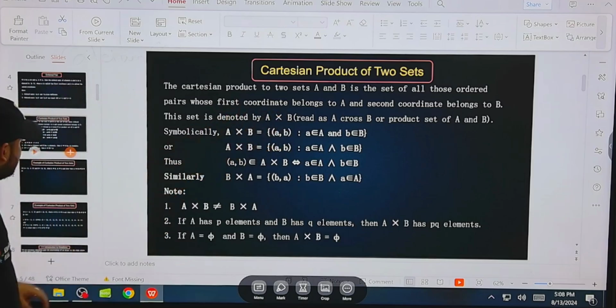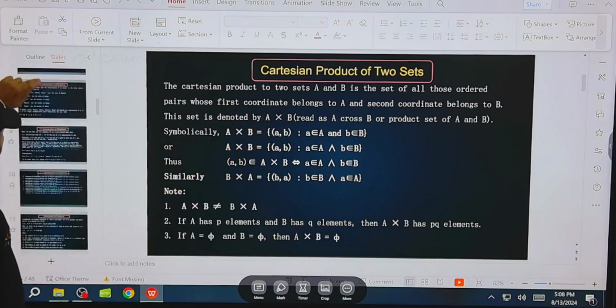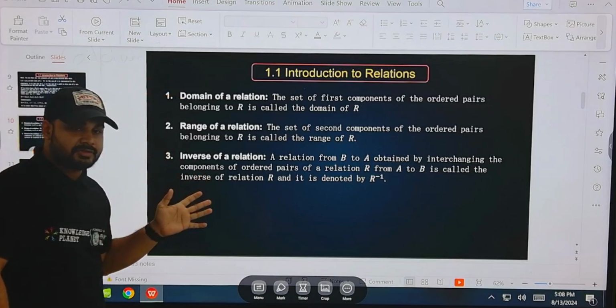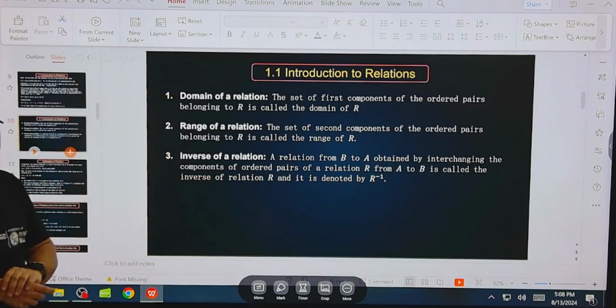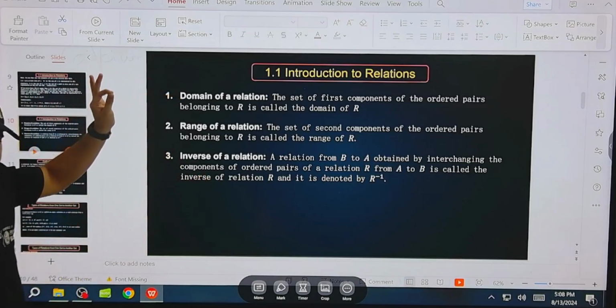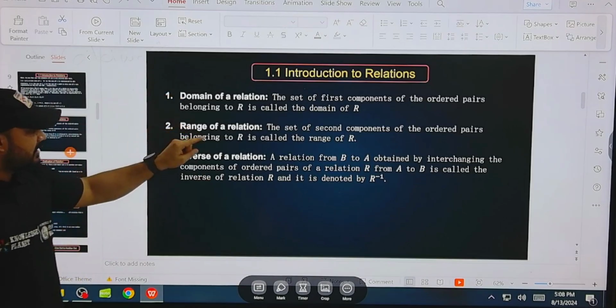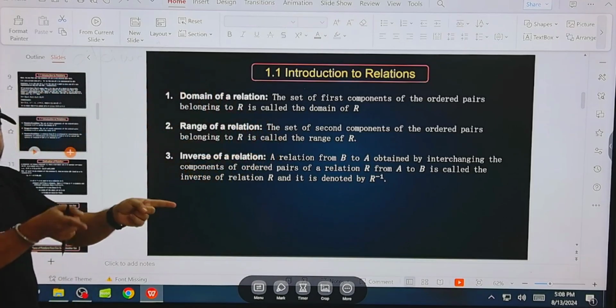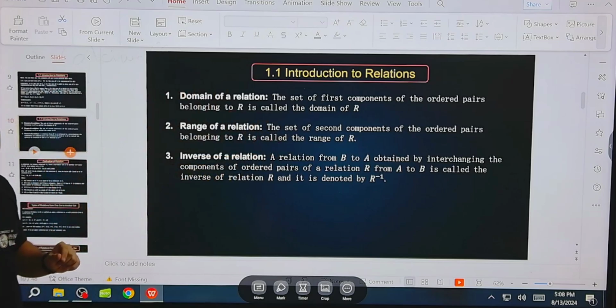m cross n elements. Then we started with what is the domain of a relation, what is the range of a relation, and what is the inverse of a relation. Domain means all the first elements of the ordered pairs, range means all the second elements of the ordered pairs, and for the inverse, if we change (A, B) to (B, A), that gives the inverse.